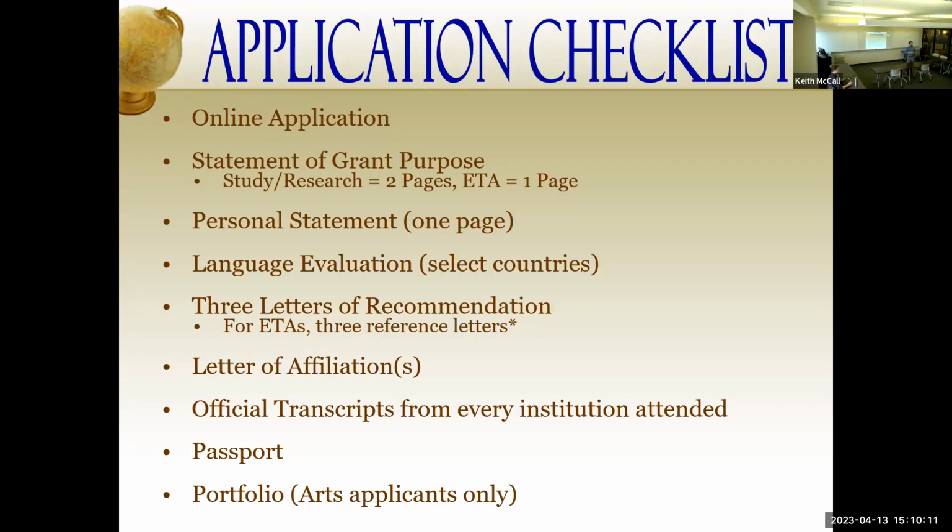Letters of affiliation are required for most open studies. If you're doing an open study that's actually a graduate degree enrollment, typically your enrollment will count as the letter of affiliation and you won't be required to have one as part of the application. And I don't believe that ETAs are required to have a letter of affiliation either.